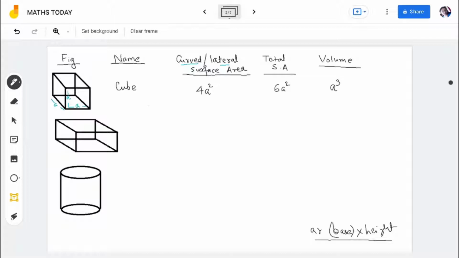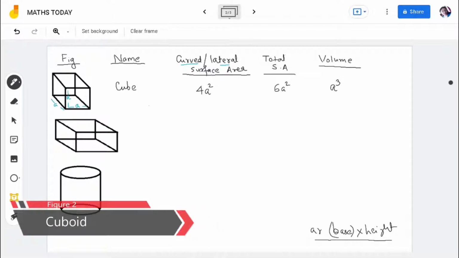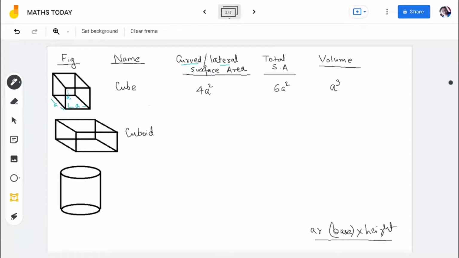Our next figure is cuboid. So let me write down the name here. It is cuboid. It is similar to cube, but the difference is that in the case of cube, all the faces are of square shape. But here the faces are of rectangular shape. You can see that rectangles are there. So in the case of cuboid, we are having three dimensions, right?